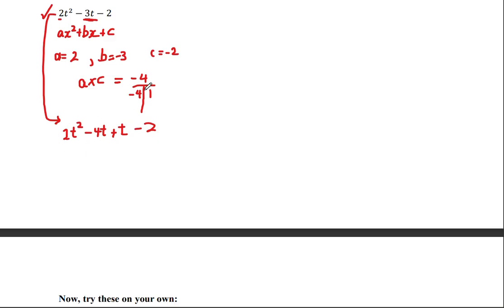Now, once we have used the two numbers that we came up with to replace the middle term in the quadratic equation in standard form, the next thing to do is to rewrite the expression in such a way that we pair terms together. So I'm going to pair the first two terms here together, which is 2t squared and negative 4t. I'll pair them together in parentheses, and then I'll pair the other two together in parentheses as well.